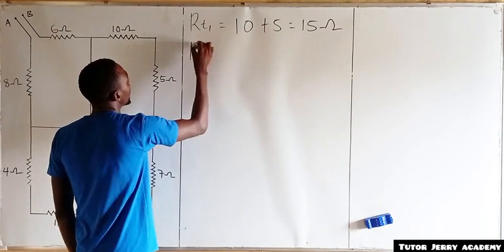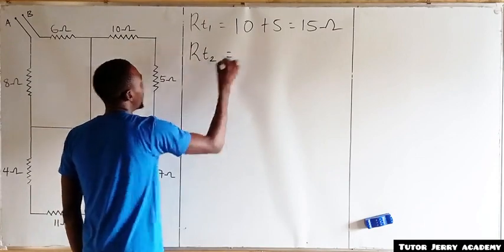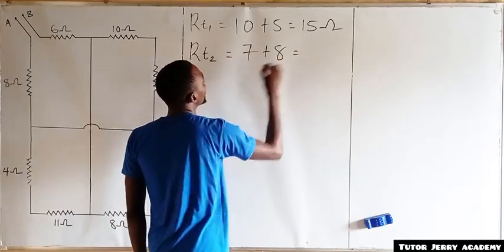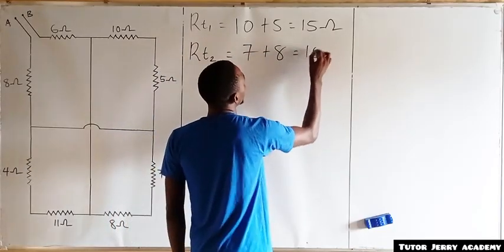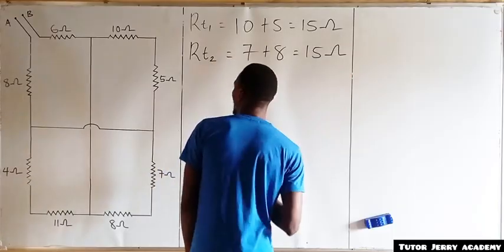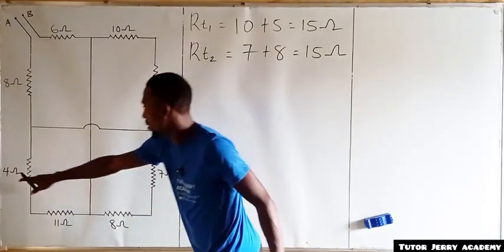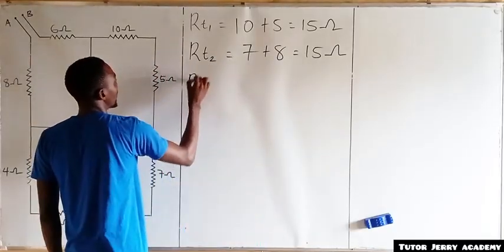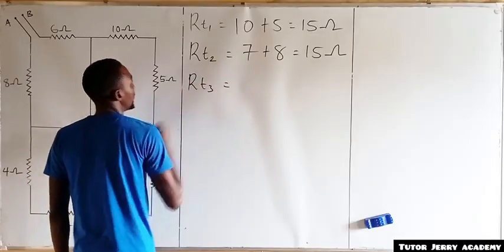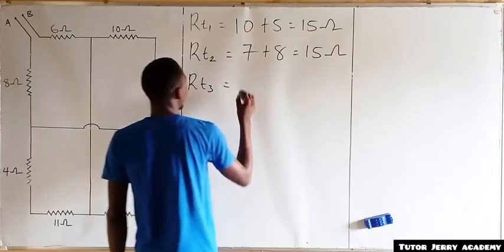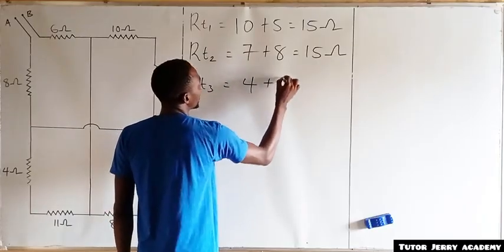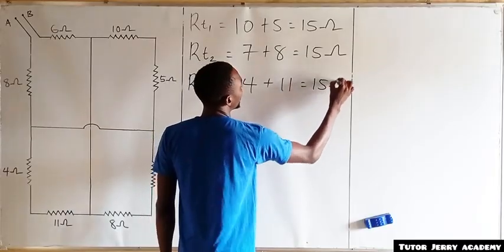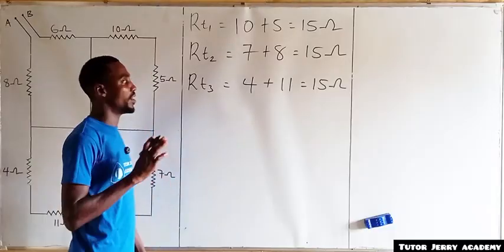And for this, we are having 7 ohms and 8 ohms. So RT2 is 7 plus 8. So 7 plus 8 is what? 15 as well, 15 ohms. And again, this and this are also in series. So RT3 will be equal to 4 plus 11, which is going to be equal to 15 ohms. I hope we understand this.